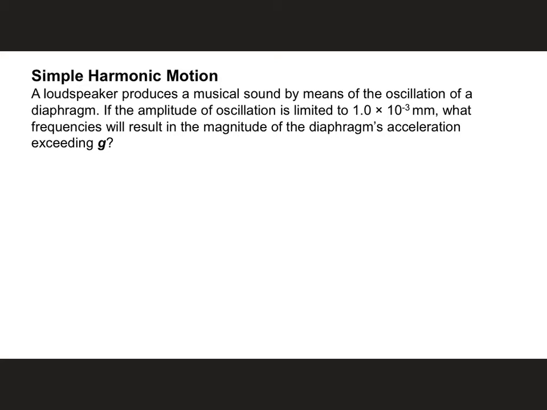All right, so we're told right off the bat, the amplitude of oscillation is limited here. So I know immediately that amplitude is 1 times 10 to the minus 3 millimeters, which, as usual, we need to convert to meters, and so that's going to be a millionth of a meter. Because 1 millimeter is a thousandth of a meter, and a thousandth of a thousandth is a millionth. And then we always need it in meters. If it's a length, we need it in meters. If it's a force, we need it in newtons. If it's a mass, we need it in kilograms. We always have to make that conversion.